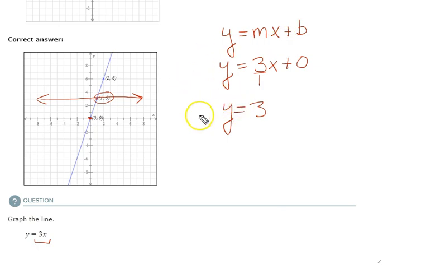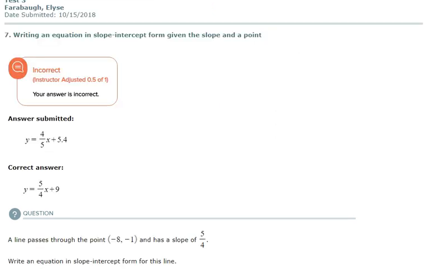Okay, another very common error that I found. Okay, you had a couple like this on your test, and they say a line passes through a negative 8, comma, negative 1, and has a slope of 5/4. And they're looking for the equation of that line in slope-intercept form.